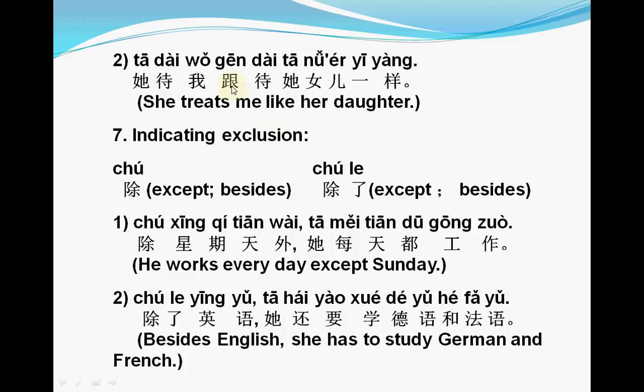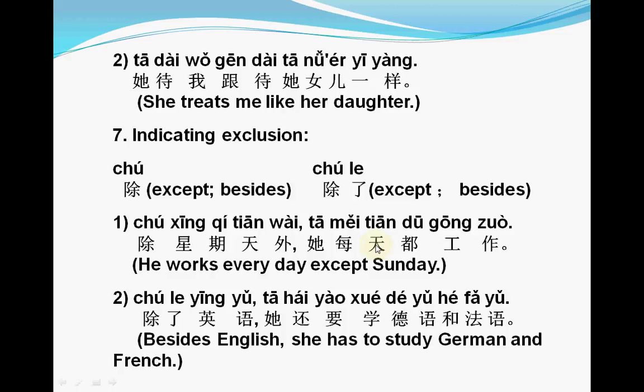Okay, the last one: some prepositions indicate exclusion. For example, 除, 除了. 除星期天外, 她每天都工作. Or you can say 除了星期天, 她每天都工作. They have the same meaning. 除了 means except. 星期天, Sunday. Sorry, it should be 她, she, because this is she. I'm sorry for the mistake. 她每天都工作. 她, she. 每天, every day. 工作 means work.